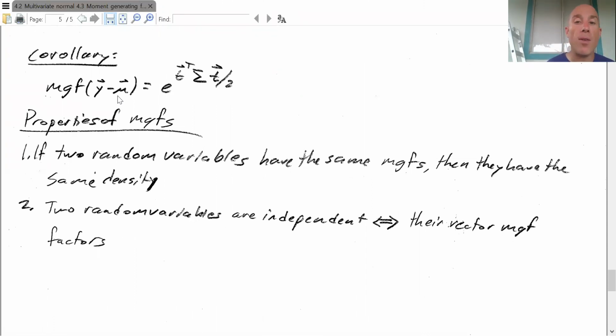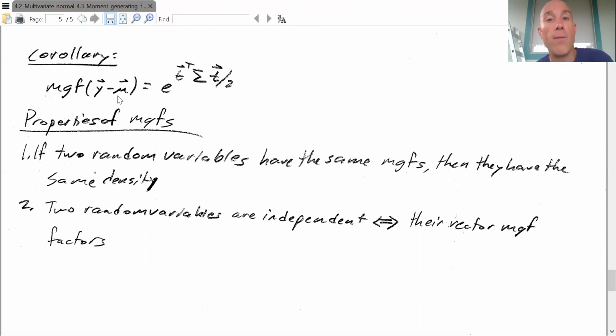Now, properties of moment generating functions. If two random variables have the same moment generating functions, then they have the same density. Not surprising. The second property: two random variables are independent if and only if their vector moment generating function factors.